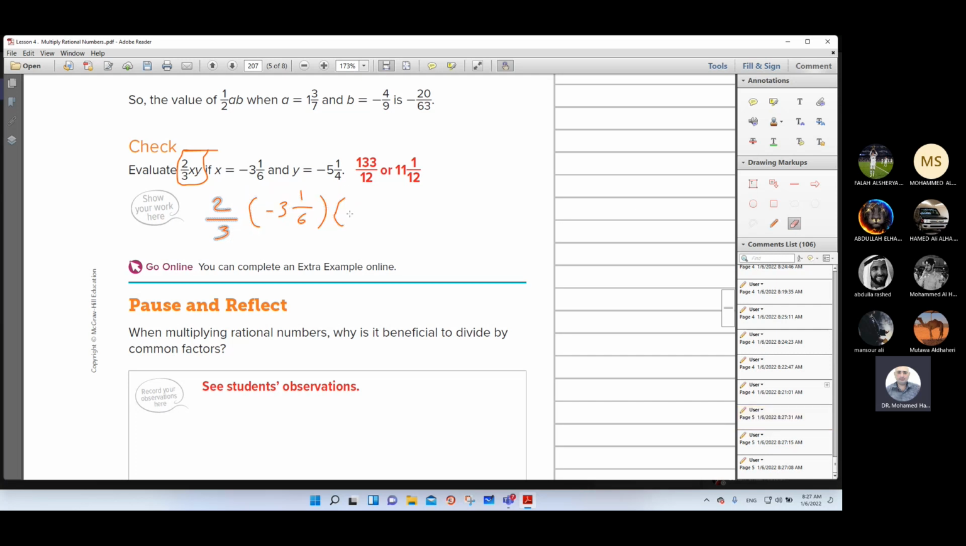-5 and 1/4. Then you can change the mixed number to the fraction. So rewrite, we have 2/3 multiplied by -3 times 6, 18, plus 1, 19, over 6 multiply by -5 times 4, 20, plus 1 will be 21, over 4.